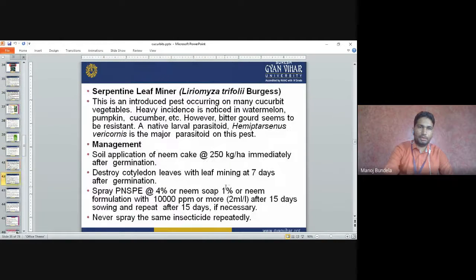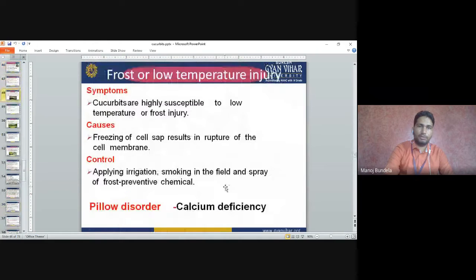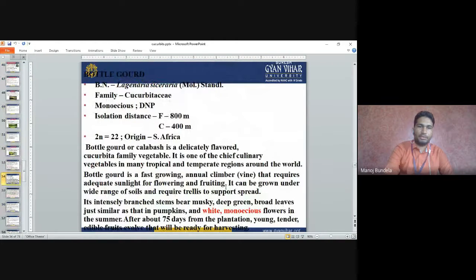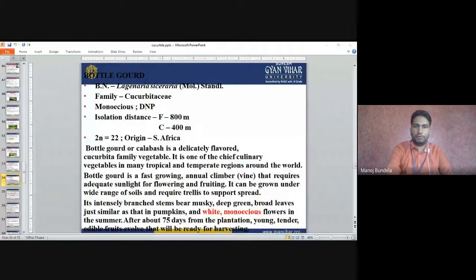So in the next class, the disease that comes with bitterness will come in cucumber and in other fruits also. Next we will start with bottle gourd. So thank you all.